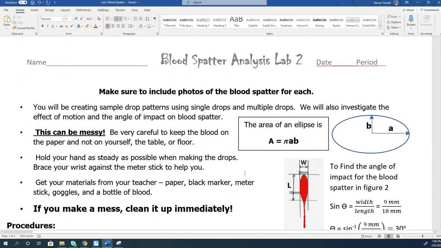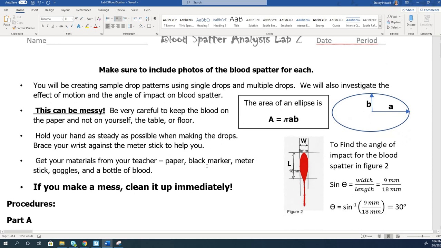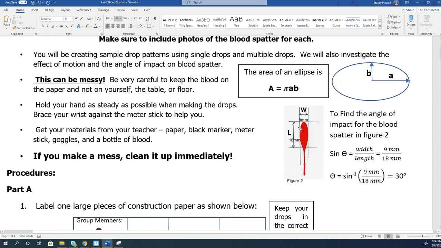There's a couple things that I've added already since first period for the lab next time, so you'll notice some things you don't have that you might want to add. Basically, this lab can be messy, so make sure that you're wearing a rubberized apron so it won't get on your clothes. Remember that to find the angle that the blood spatter hit, it's going to be the inverse sine of the width divided by the length, and that will give you your angle. And I gave you an example right here.